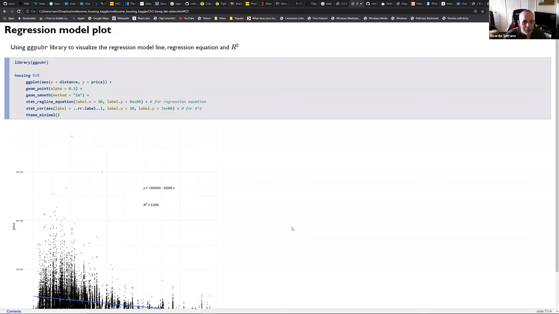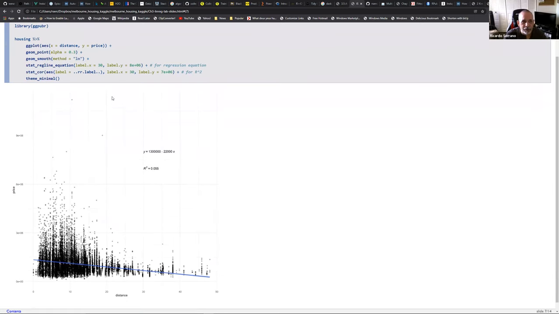Okay. So this one is a visualization. Usually it's easier to understand what's going on with the models by plotting them. This one I got from the library ggpubr, which is a library whose intention is to produce graphs that can be published. That's what the pubr means. And it also uses ggplot.